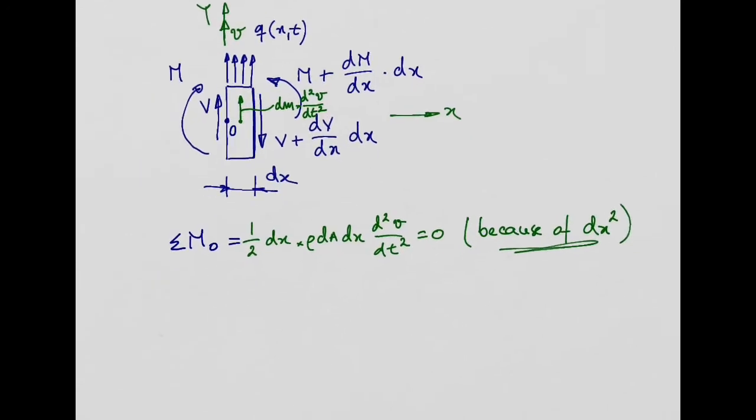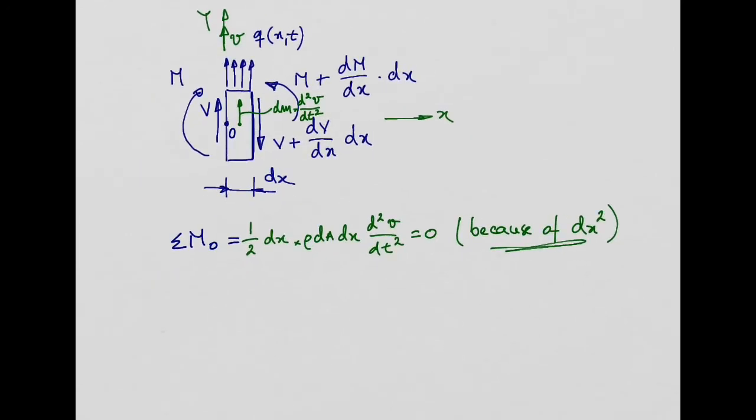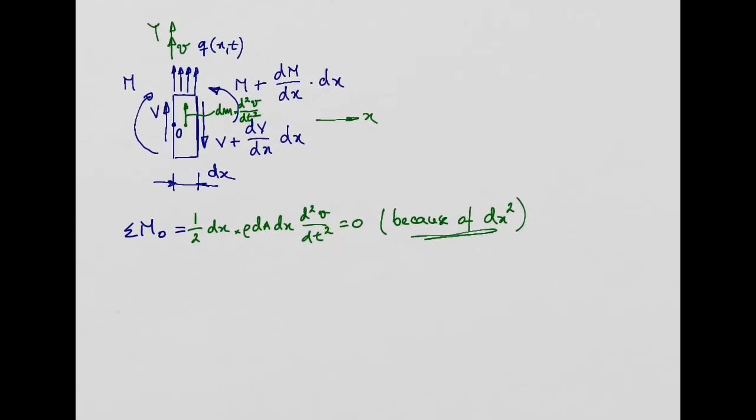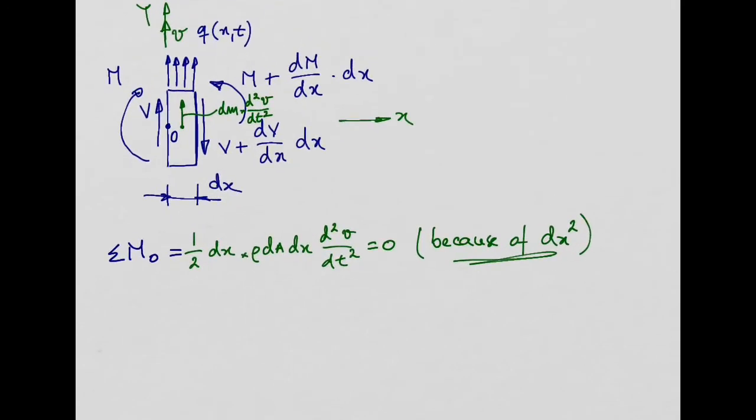All right, so if you now get all the moments you have, if you do that balance, you get minus M, which is this moment here. You get M plus dM/dx times dx, plus M plus dM/dx times dx.